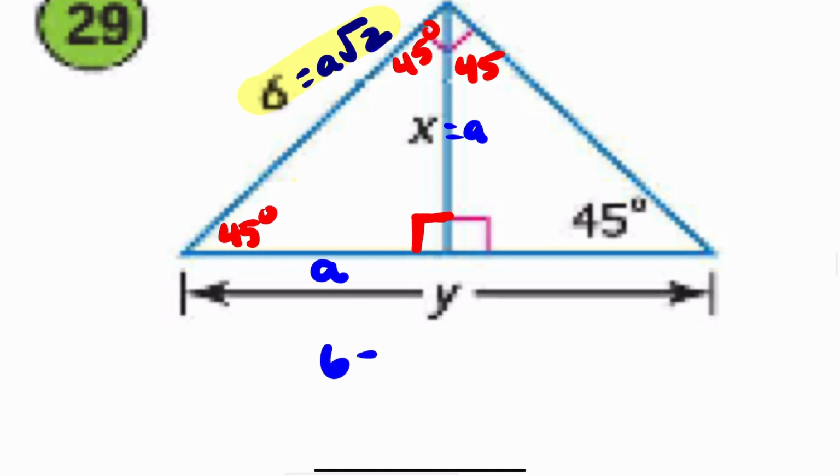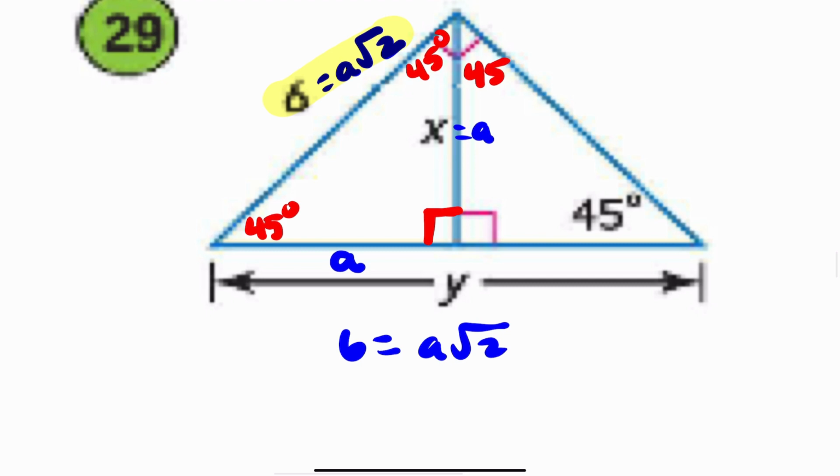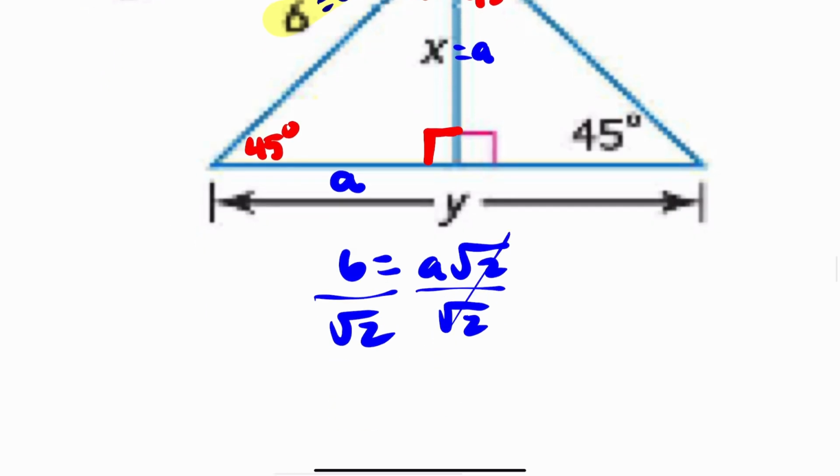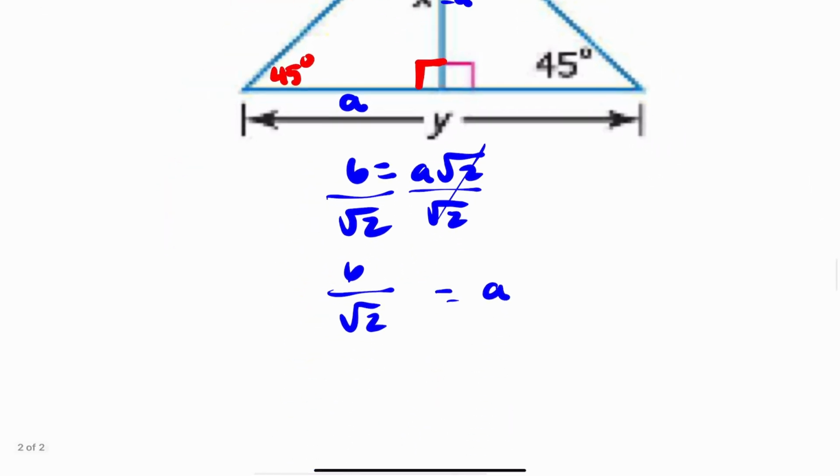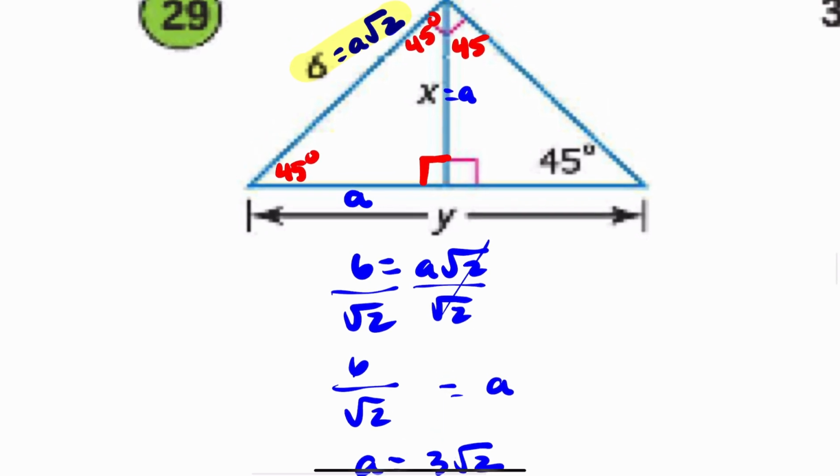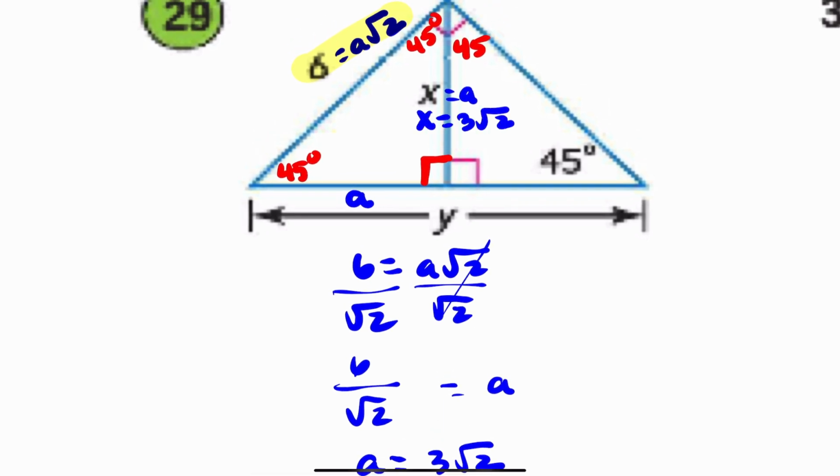So I have 6 equals a root 2, and I'm going to divide both sides by root 2. So I have 6 over root 2 equals a. So that is a equals 6 divided by 2, which is 3. I'm going to slap on the root 2. So a is equal to 3 root 2. x is equal to 3 root 2. And then this part over here is 3 root 2.